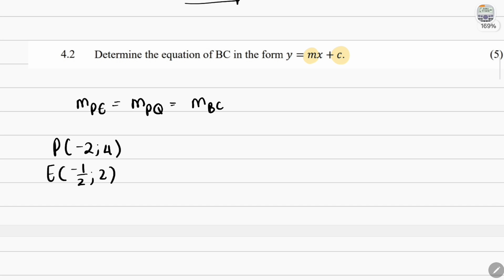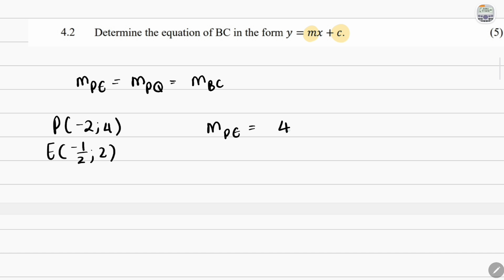Okay, so the gradient of this line PE is equal to y2 minus y1 over x2 minus x1. So we can say 4 minus 2 over negative 2 minus negative a half, which becomes plus a half. So in the numerator, we get 2. In the denominator, that's going to be negative 3 over 2. Okay, so 2 divided by negative 3 over 2.